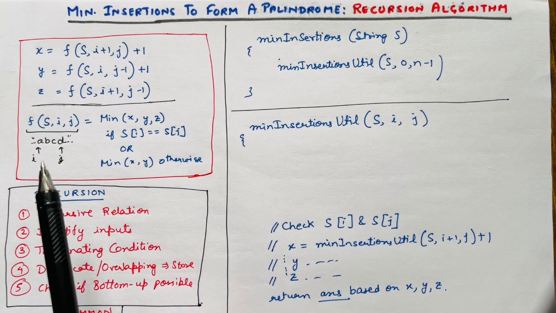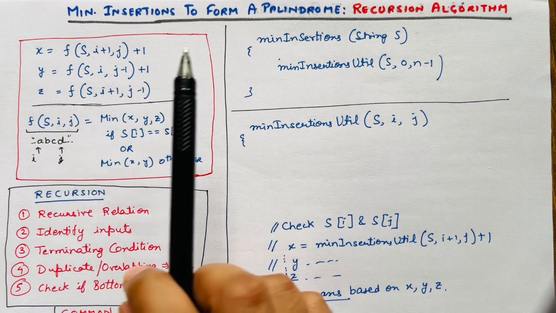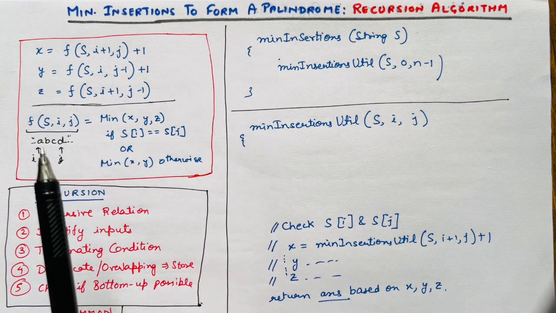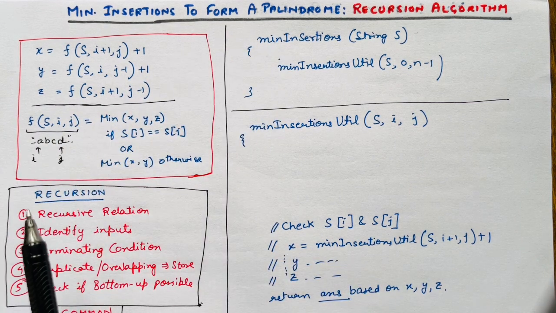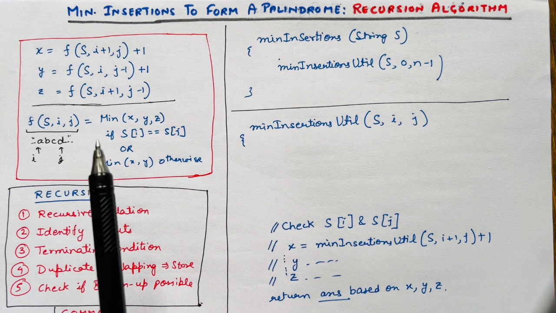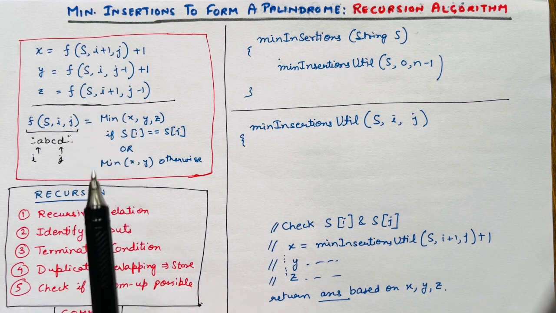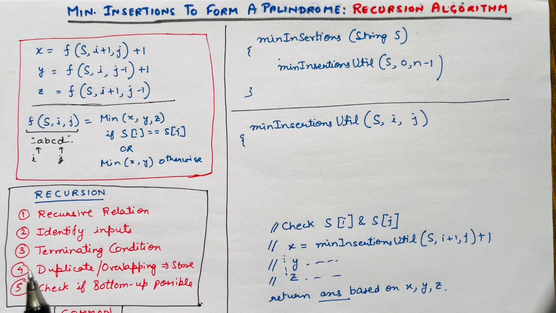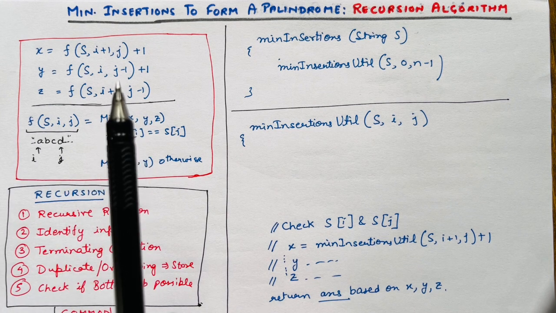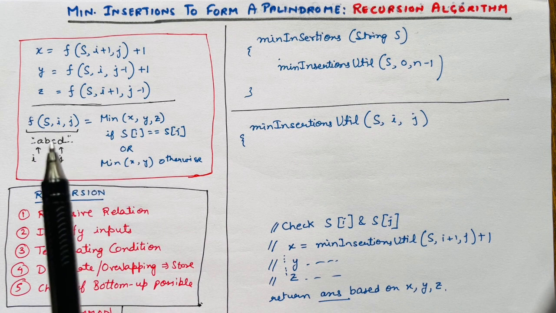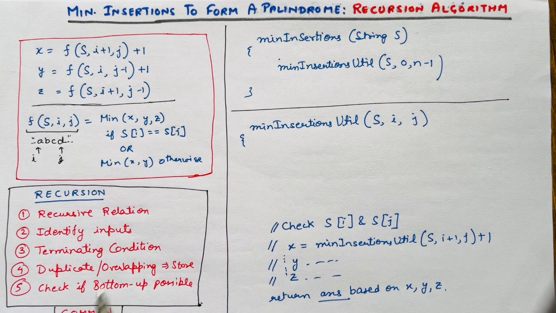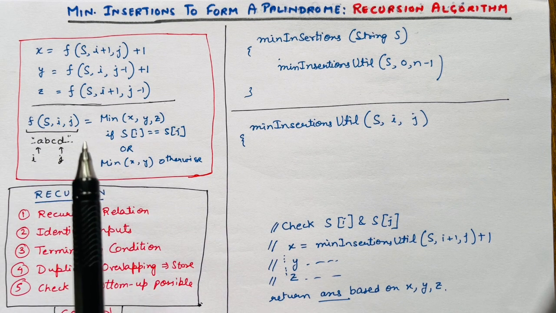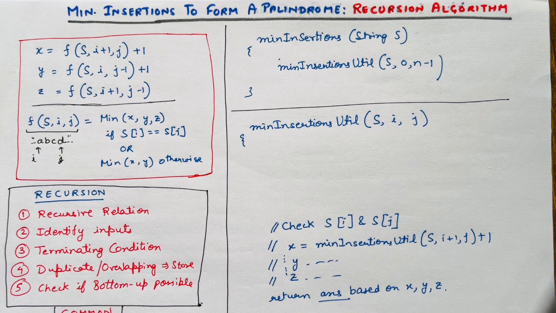We know that if we have to find the minimum insertions to form a palindrome for a string between I and j, we can break it down into smaller problems, I plus 1 to j, I to j minus 1 and I plus 1 to j minus 1. If someone gives us solution to these smaller problems, we can calculate these. So what we have done here is we have identified the recursive relation.